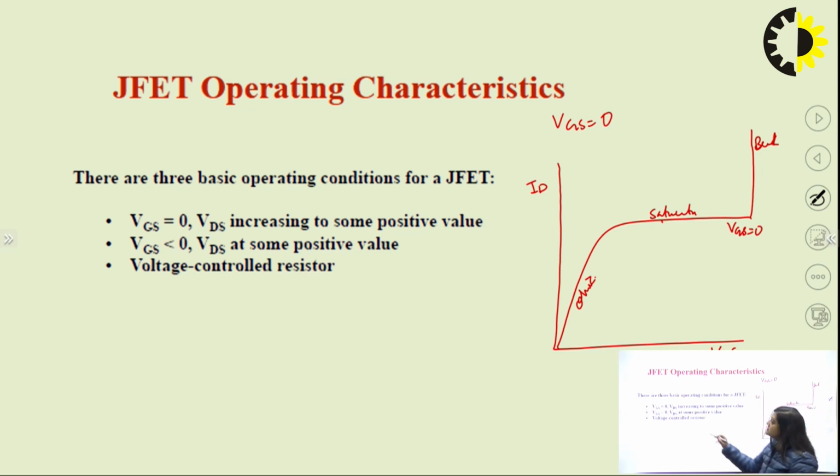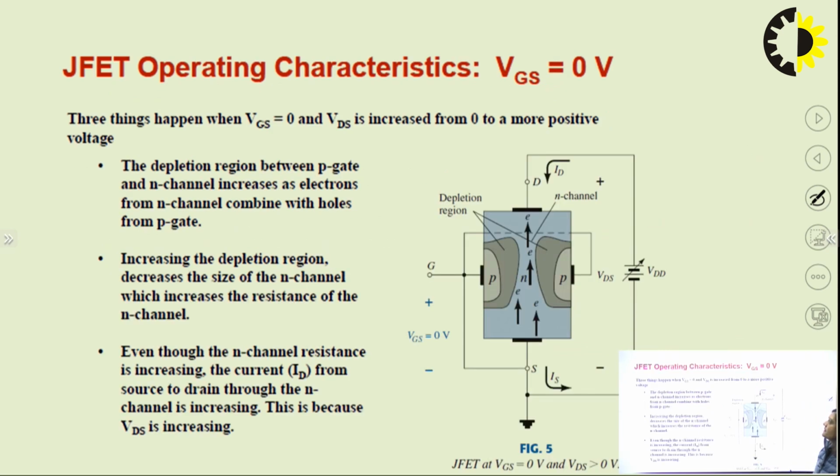And the second pattern is VGS less than 0, and we have to keep the VDS at some positive value. So what will happen? Here we can see this is the N channel JFET, the drain is connected with the positive supply and the source is connected with the negative supply, and VGS is short circuited, so VGS is at 0 potential. Electrons, due to the negative potential, will move from bottom to top, and that's why current will flow from top to bottom in this way.